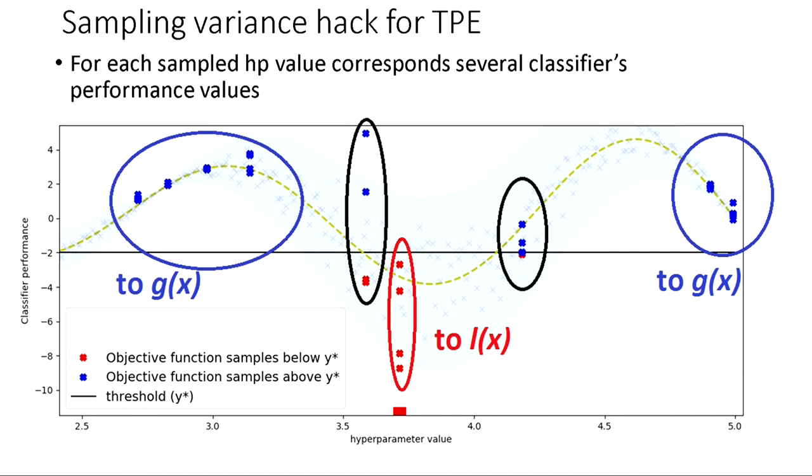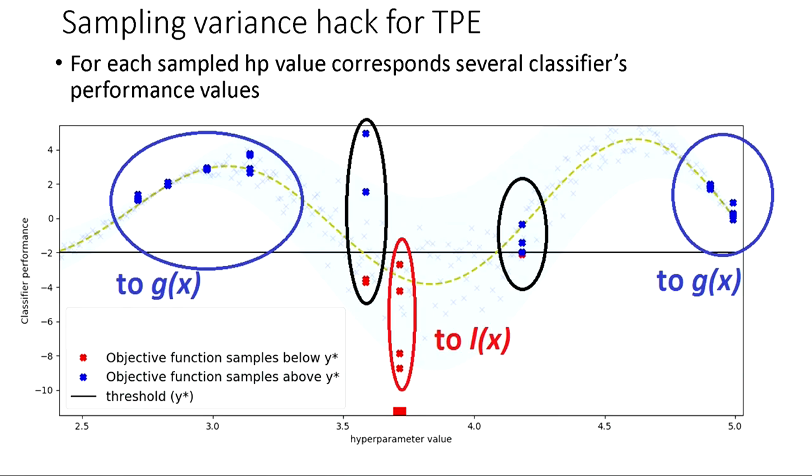In our setting, for each hyperparameter value we sampled, we have several possible classifier performance values. The blue circles are the easy examples, where for each sampled hyperparameter value, all classifier performance values are above the threshold, and these hyperparameter values will be used to construct the good distribution, g(x). The red ellipse shows a good example where all sampled values are below the threshold, and this hyperparameter value will be used to construct the bad distribution, l(x). But we have a problem with hyperparameter values corresponding to the black ellipses, because some of the samples are below the threshold and some are above the threshold.